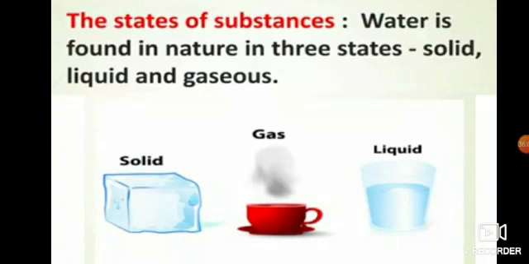So here we will take the example of water. Now you know water is very precious, very important for our life. We need water for many things. Without water we can't stay. So we will take the example of water over here. Water is found naturally in nature in three states: solid, liquid and gaseous. Now if you see the picture below, you will see the solid, liquid and gas.